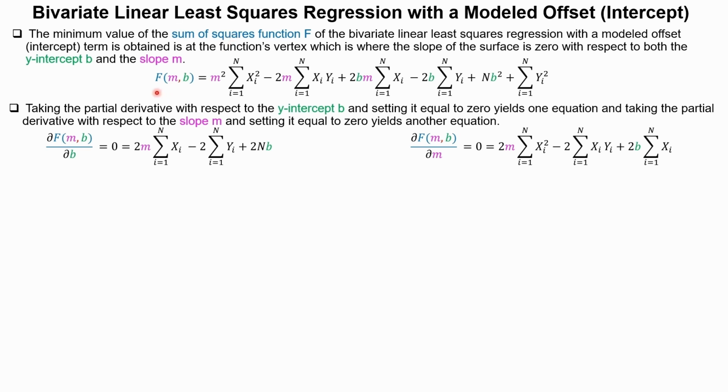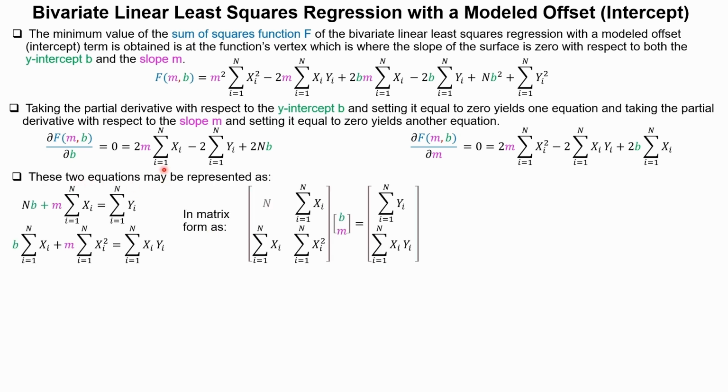In order to find where the sum of squares function is a minimum with respect to each of the parameter coefficients in our model equation form, we take the partial derivative of the sum of squares function with respect to each one of the model equation coefficients. For example, here, take the partial derivative with respect to b, the intercept, and we take the partial derivative of the sum of squares function with respect to the coefficient m. This gives us as many equations as there are terms in the model equation form.